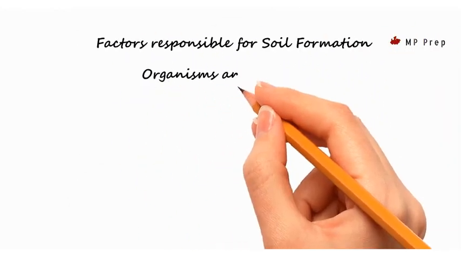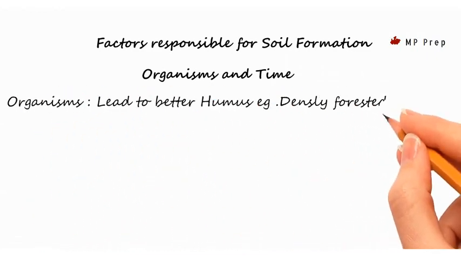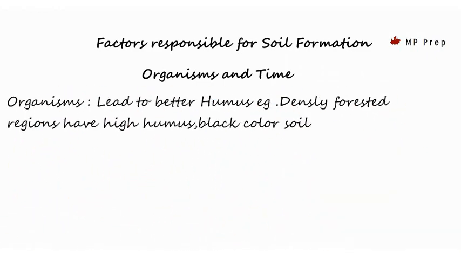The fourth and fifth soil forming factors are organisms and time. Higher the load of organisms, higher will be the humus and more the black color of the soil. Similarly, the more time is given to soil, the more depth would be seen in the soil.